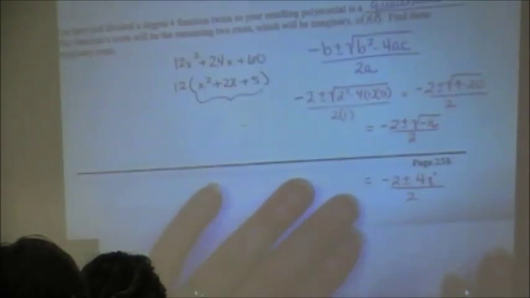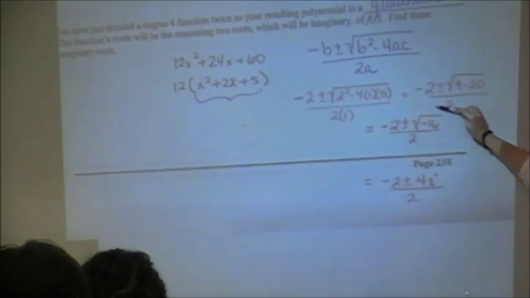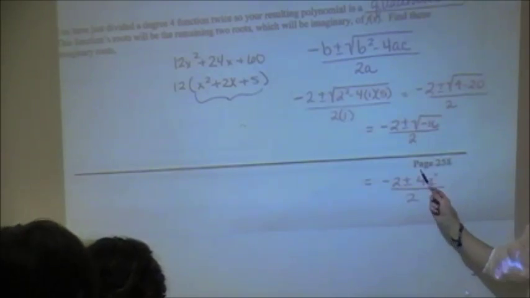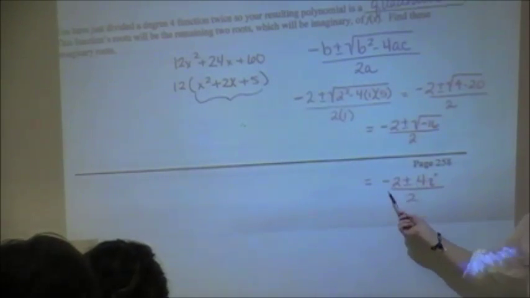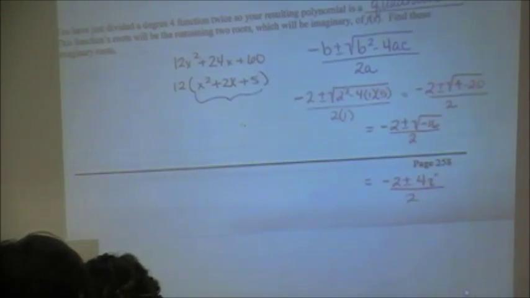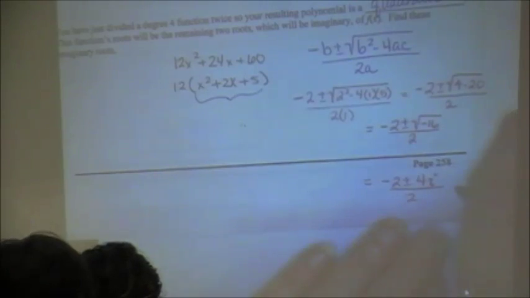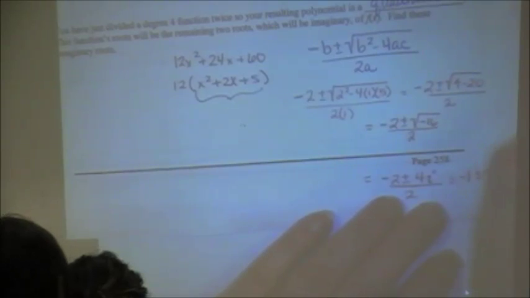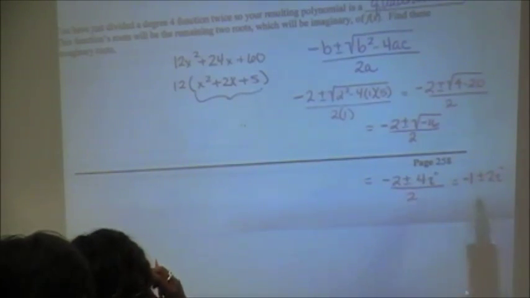Okay, so I got to this, -2 plus or minus 4i, because inside of my radical I have -16. 16 is a perfect square, so that gives me 4i. Now, 2 goes into all of those pieces, and all of those pieces are outside of the radical, so you can simplify. It ends up -1 plus or minus 2i. So remember, that's your other 2 roots.